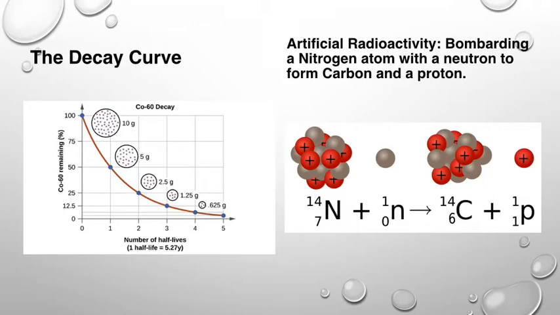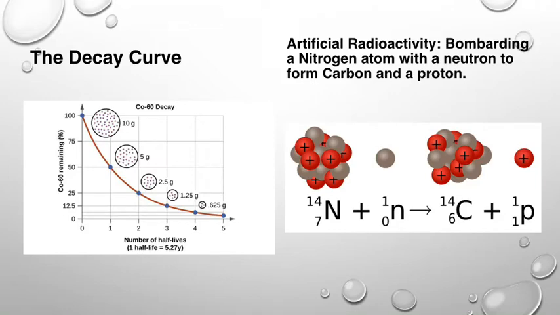So we can use a decay curve to deduce the number of atoms that will remain after a certain half-life, after maybe 3 half-lives or 4 half-lives. On this curve, for instance, we have 5 half-lives. So after 5 half-lives, we can deduce the number of cobalt-60 that will remain by just tracing the point on the curve to the y-axis.